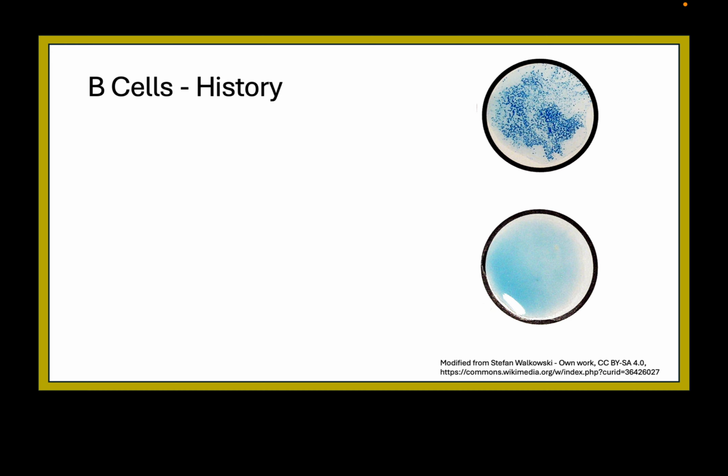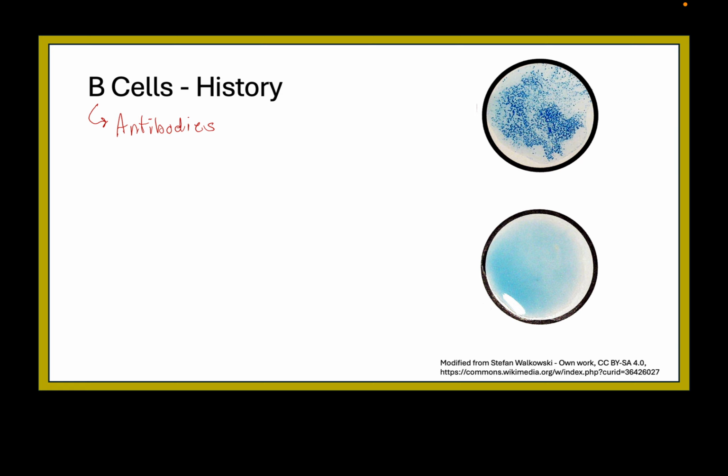So B cells were the first component of the adaptive immune response that were characterized, mainly because of the fact that you had antibodies. And since B cells produce antibodies, these were really the first cellular components known to be playing a role in the adaptive immune response.